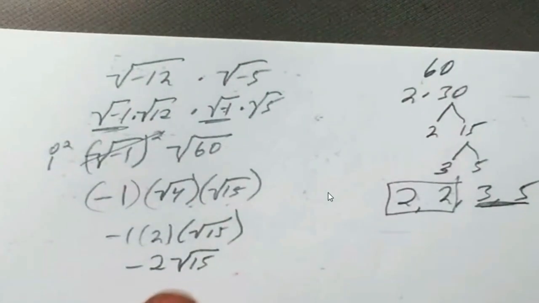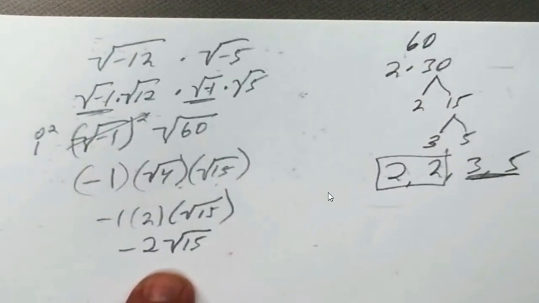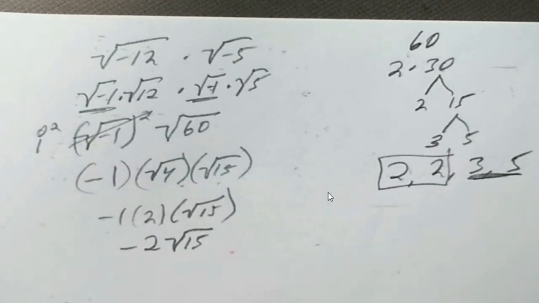Look, this is a real number. This is no longer imaginary. This is a real number. The square root of 15 is a number, like 3 point something, and we could take 3 point something times negative 2. So the answer is negative, like 7 point something. We got a real number answer. And when multiplying two imaginary numbers, that'll happen more often than you imagine.